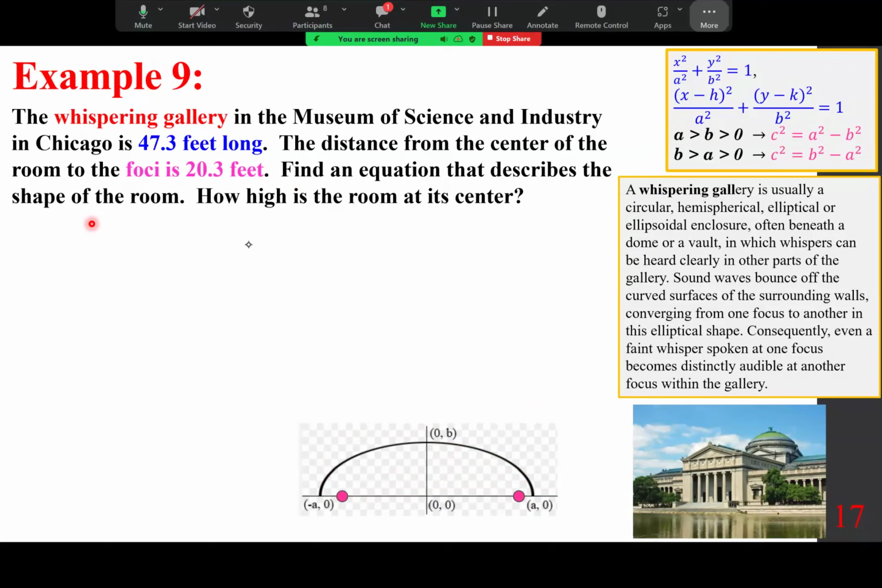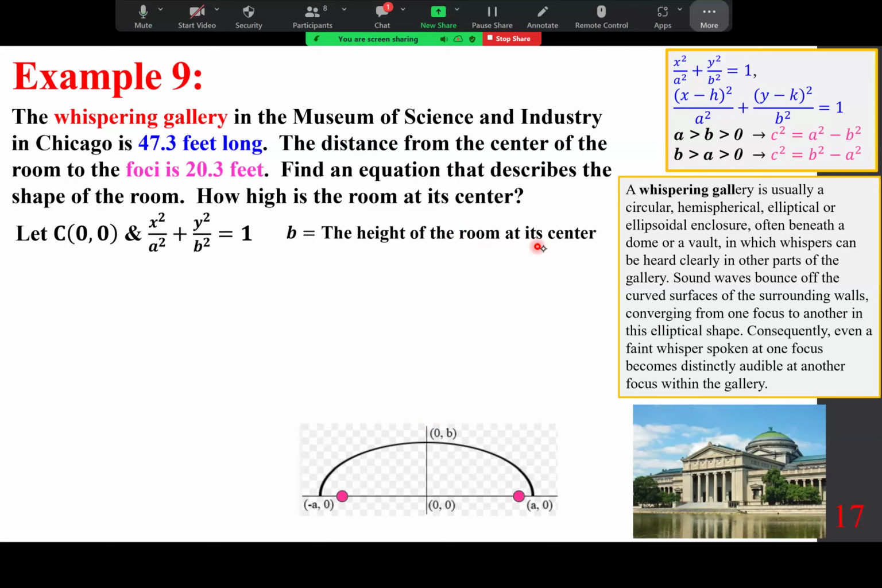So find an equation that describes the shape of the room. How high is the room at its center? First and foremost, we set it up such that it has 0, 0 at the center. So we follow x squared over a squared plus y squared over b squared equals 1. And it's important to know b is the height of the room. So this is located at 0, b, okay? The height of the room at its center. And remember, this is 0, b, okay? And this is 47.3, the length.